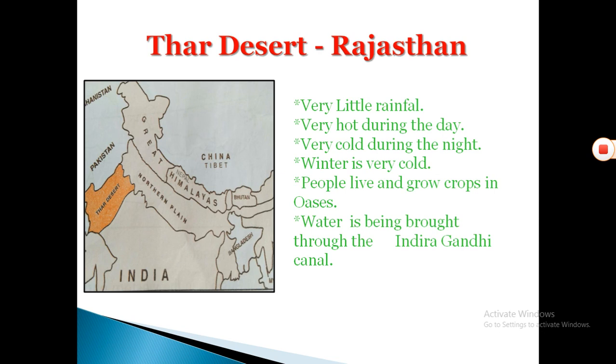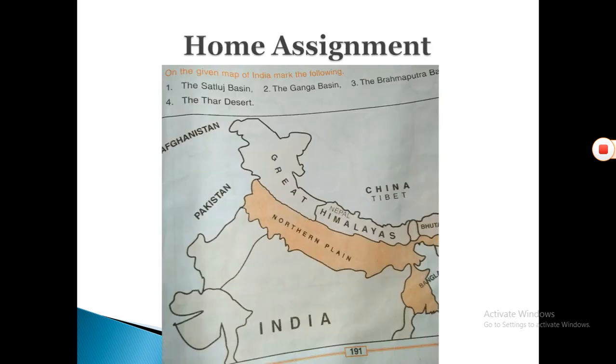Okay, children, now we come to the end of this lesson and move to the home assignment. Page number 191, Roman number 3. On the given map of India, mark the following: the Satluj Basin, the Ganga Basin, the Brahmaputra Basin, and the Thar Desert.